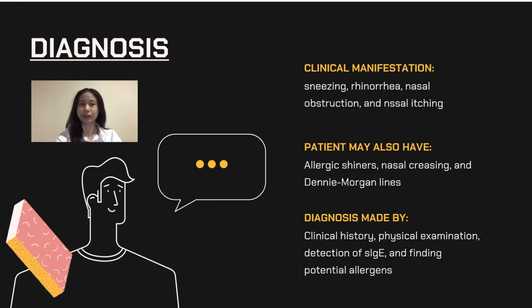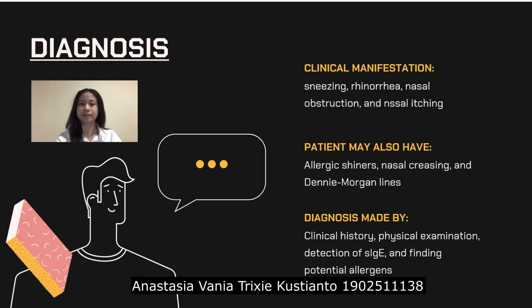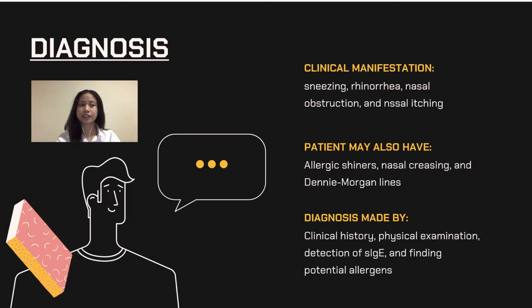The clinical manifestations of allergic rhinitis are sneezing, rhinorrhea, nasal obstruction, and nasal itching. Patients may also have allergic shiners, which occur because of infraorbital edema, nasal creasing as a result of nose rubbing to reduce the itching, and Dennie-Morgan lines, folds under the eyes, which are very common in patients with allergic rhinitis. Diagnosis can be made by clinical history, physical examination, detection of specific IgE, and finding potential allergens.